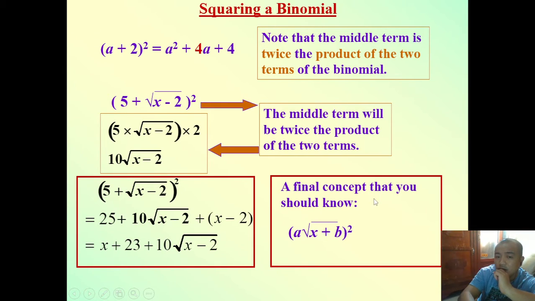So a final concept that you should know, a times square root of x plus b, quantity squared, is equal to a squared times x plus b. So you first square a, a squared, times the square of the square root of x plus b, which is x plus b. Then distributive property of multiplication, a squared x plus a squared b.